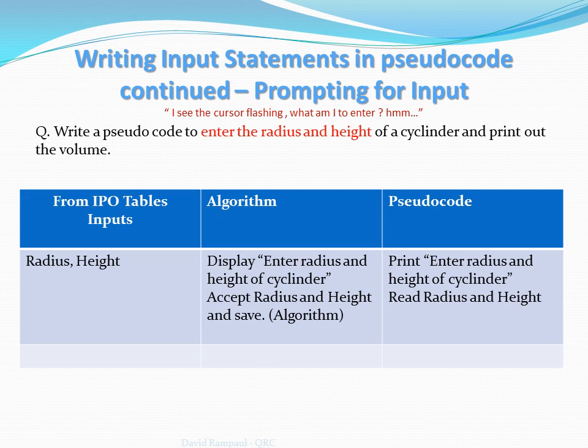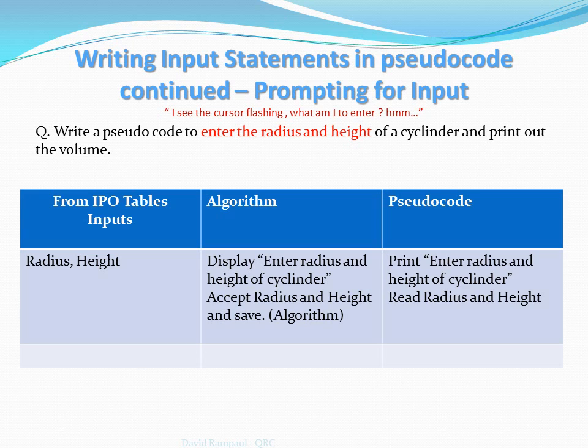Writing input statements now in pseudocode continued, prompting for input. So this time we are prompting for the input again. Let's look at this question. Write a pseudocode to enter the radius and height of a cylinder and print out the volume. Well, if I were to analyze this question, I would realize that the inputs were the radius and height because I saw the word enter. Simple. So in my IPO table, I would have had this part, radius and height underneath inputs. The algorithm for that would have been display enter radius and height of cylinder. This line here is the prompt. This part here is saying to accept and save.